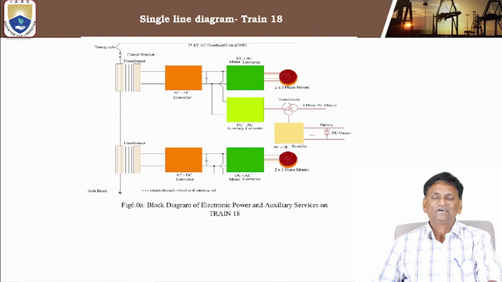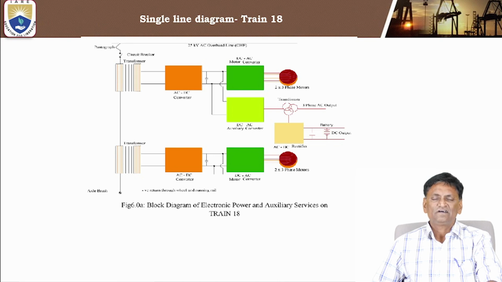Any electrical system will have a single line diagram. It is important not only for electrical engineers; any engineer will try to understand what electrical devices there are in this train. They are grouped in one single sheet. That is the single line diagram. Everything is put onto a single paper. So the entire electrical system is explained in a single diagram.